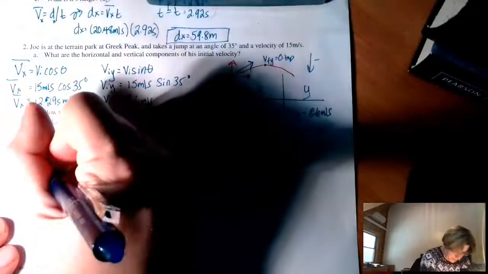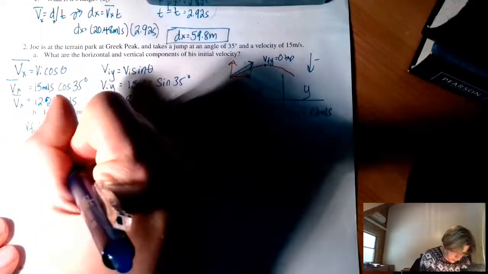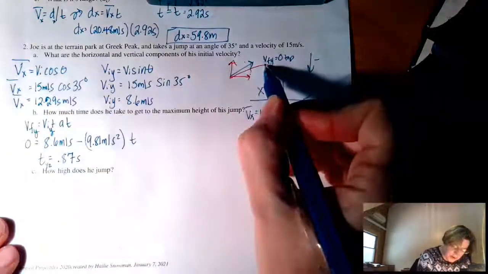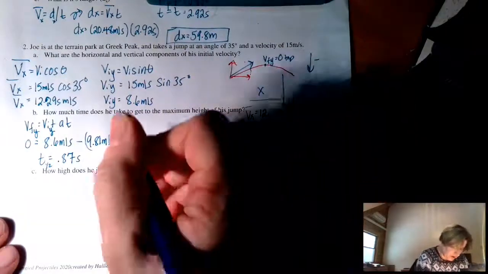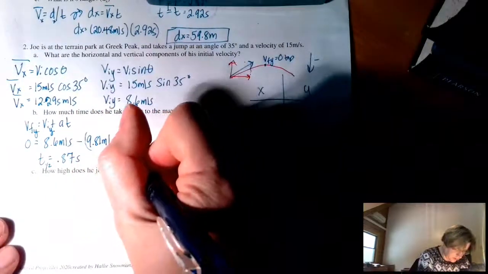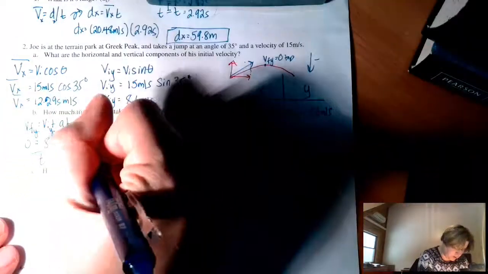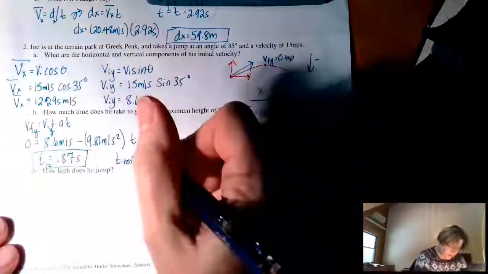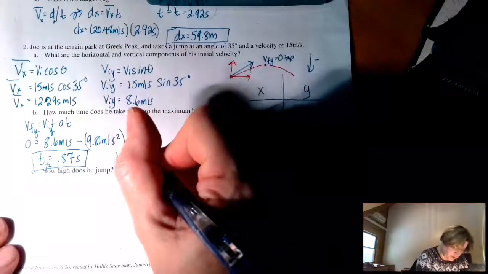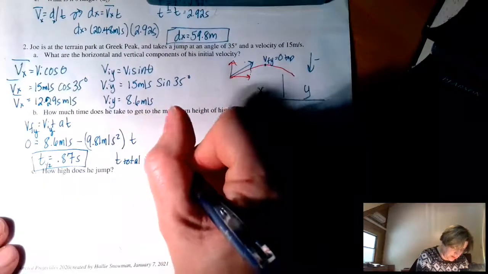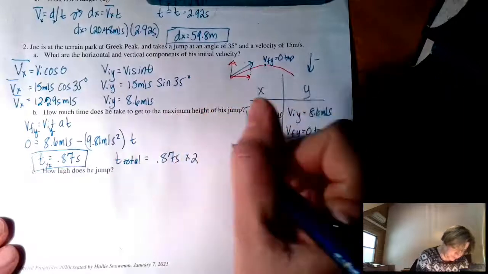That's half time. That's the time up to the top where the Vf was 0. So now I have to double that. So that's just the time to his maximum height. So actually that's what they were looking for. Okay. But if you wanted to know, total time would be 0.87 seconds times 2. But we don't actually need that.